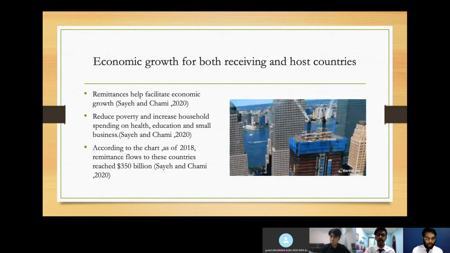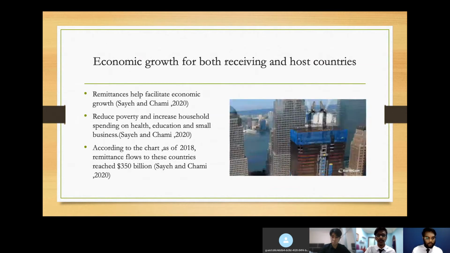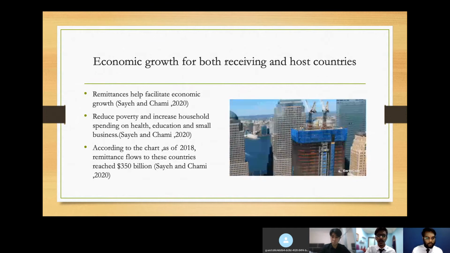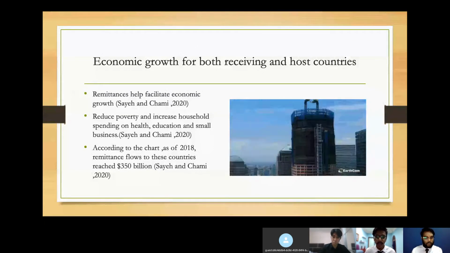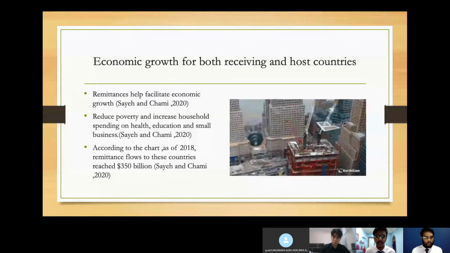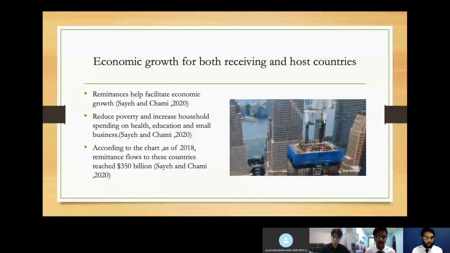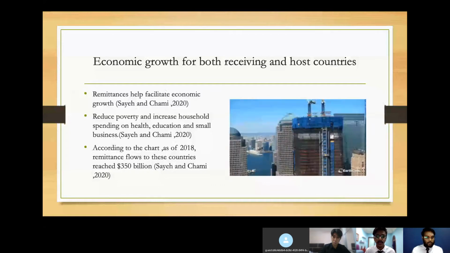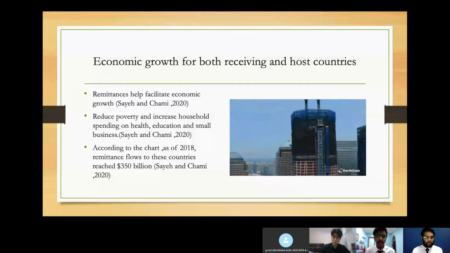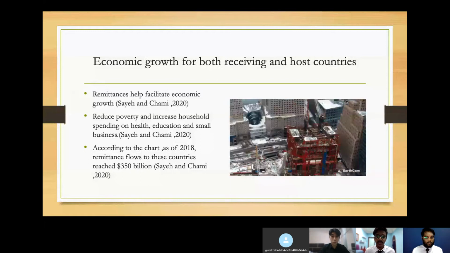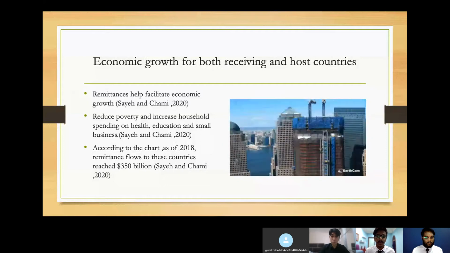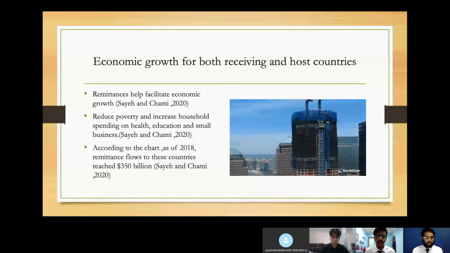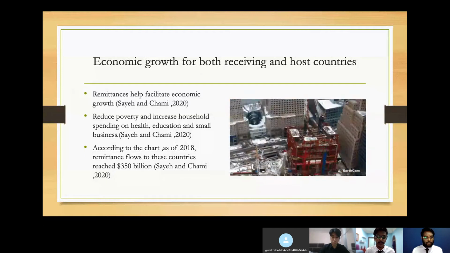Thank you, Dinesh. Today, I'm going to talk about economic growth for both receiving and host countries. One of the major advantages of labor migration to a host country is that it helps boost the country's economic growth. When migrants send home part of their earnings in the form of either cash or goods to support their families, these transfers are known as workers' or migrant remittances. As of 2018, remittance flows to these countries reached 350 billion, surpassing foreign direct investment, portfolio investment, and foreign aid as the single most important source of income from abroad.